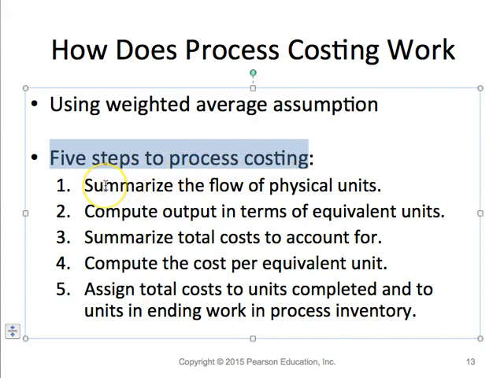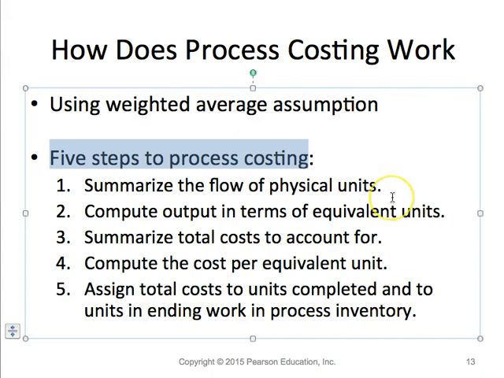And we're going to summarize the flow of physical units. So we're going to total the physical units, and we're going to see what that means. And the second one is to compute output in terms of equivalent units, because it's easy to do the physical units. You can count them, okay, raw materials. It could be 1 pound or 1,000 pounds of something, or 100 gallons of something, or 100 units, whatever unit the company is using. You can use that as units.